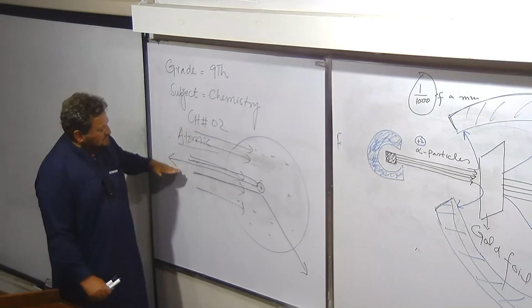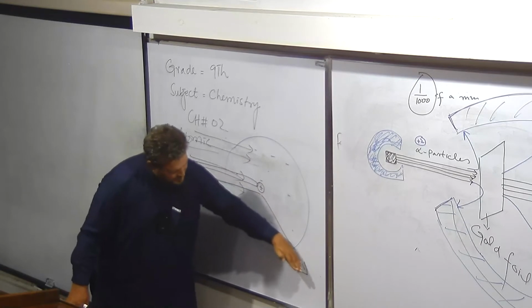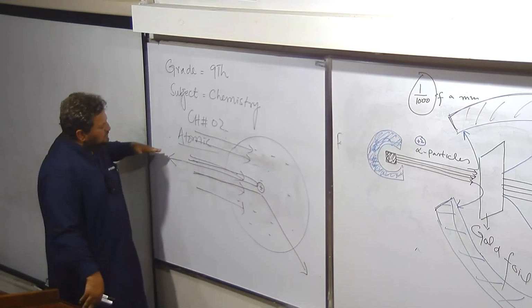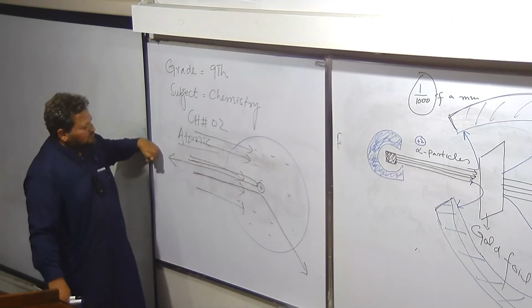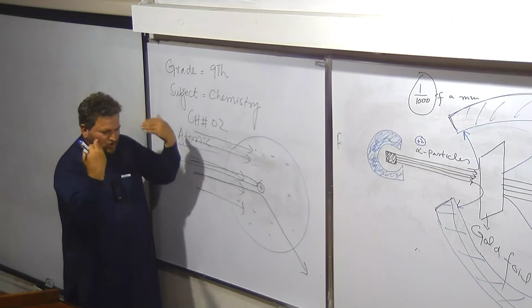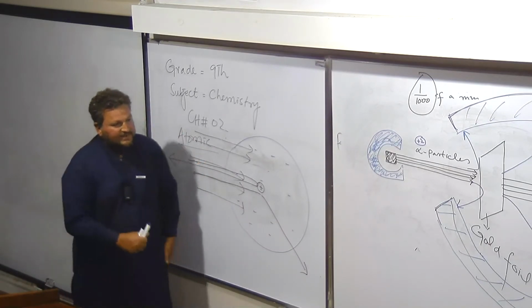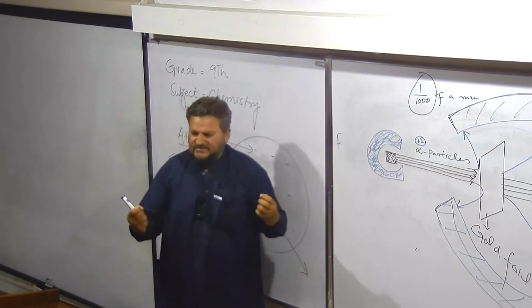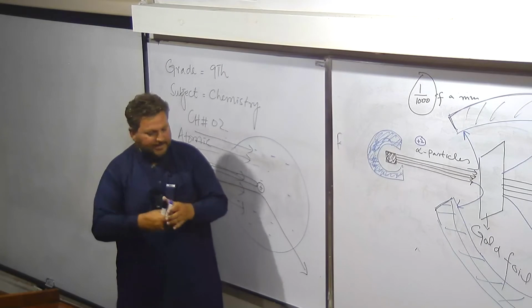Those radiations which come very close to the nucleus were deflected at large angles. And those radiations which fall directly upon the nucleus were totally rebounded back with the same angle at which they were allowed to strike. Similarly, he said that the nucleus is very, very small as compared to the total size of the atom.